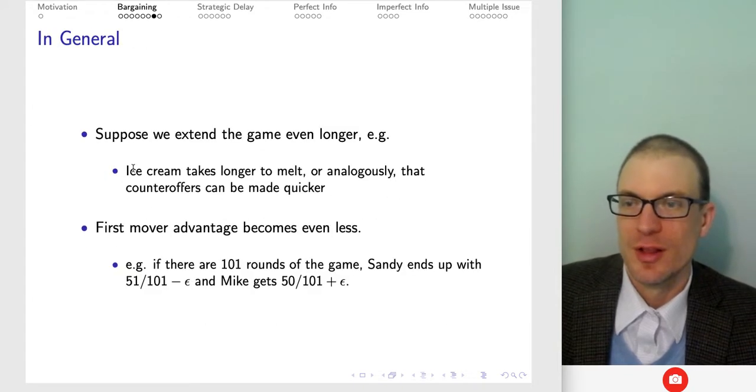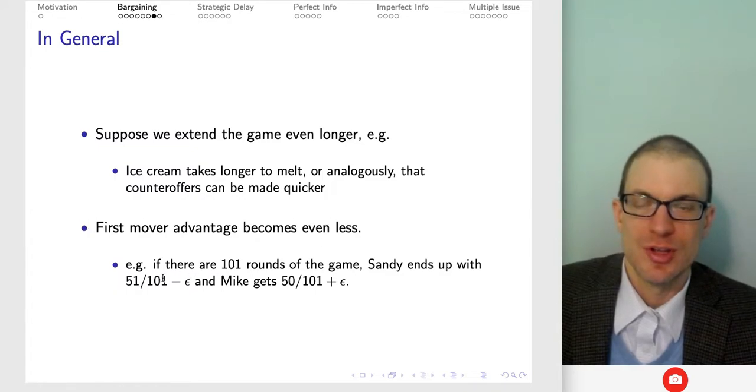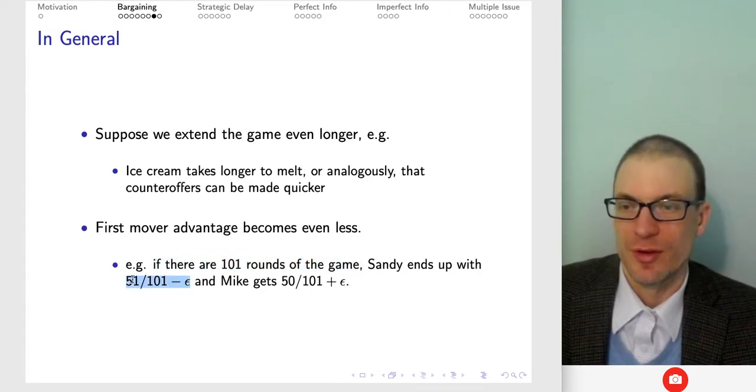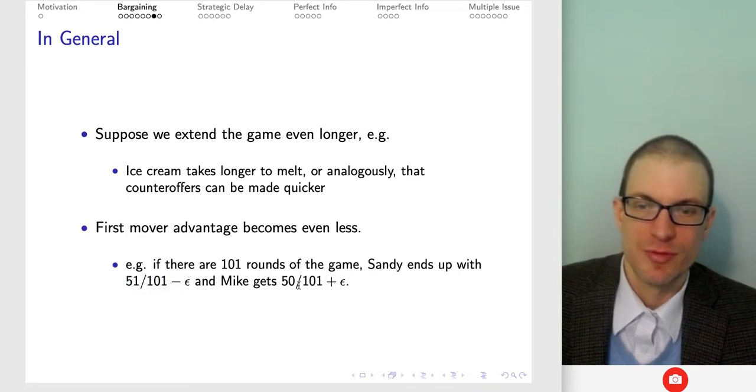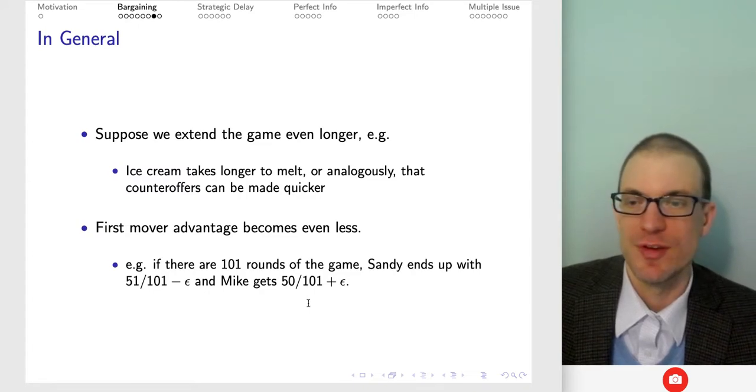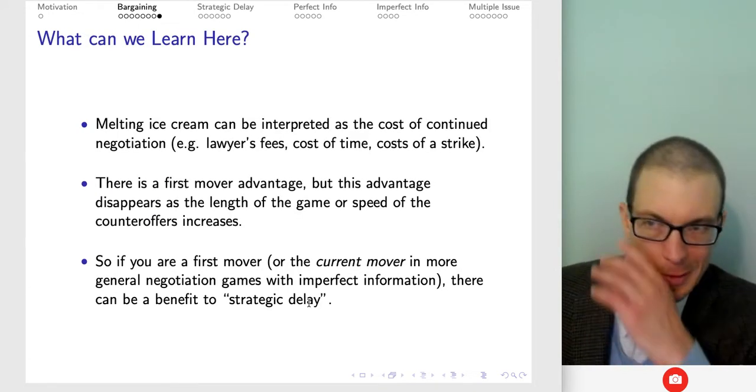All right. So suppose we extend the game even longer. The ice cream maybe takes longer to melt, or analogously, the counteroffers can be made quicker. The first mover advantage decreases. This is our story about what happens if you increase the number of rounds of the game to 101 rounds: Sandy ends up with about 51 over 101, and Mike ends up with 50 over 101 plus epsilon. Now we've got something a lot closer to the 50-50 split. All right, what do we learn from this?